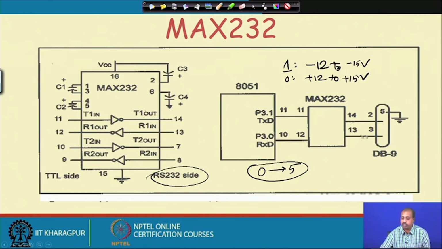Similarly, on the output side, you can have some connector, which is the RS-232 side. Whatever device you are going to connect, you can design a suitable connector and make the connections there, and then the signal levels will be compatible.